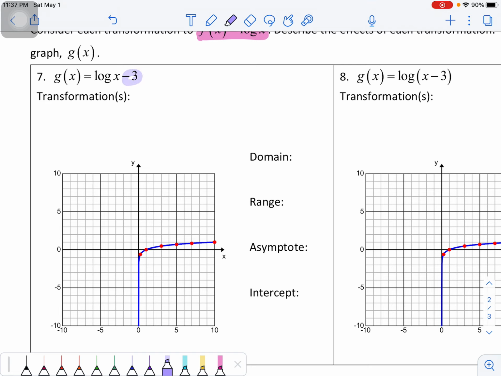After the log of x, we've got a minus 3. So we've got the log of x on its own and then the minus 3. So what does that minus 3 do? This is going to be a vertical translation, and this is going to be down 3 units, okay? Now, before I get into graphing this, I'm going to add in the vertical asymptote that belongs with logarithmic functions.